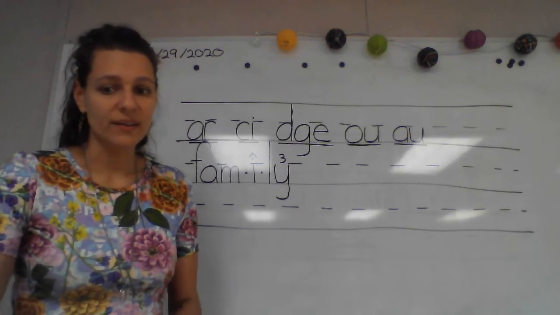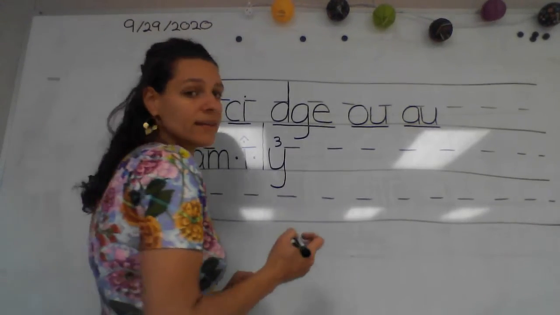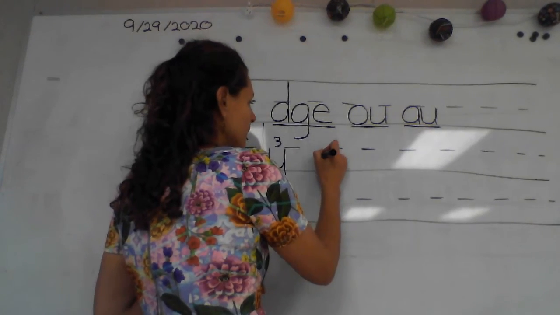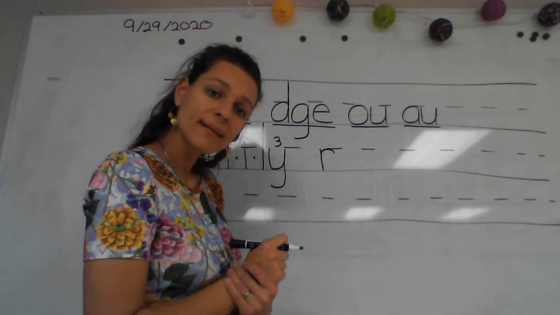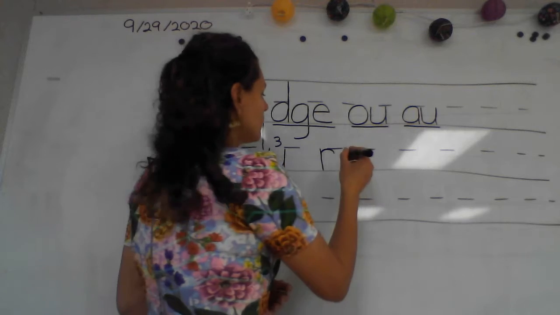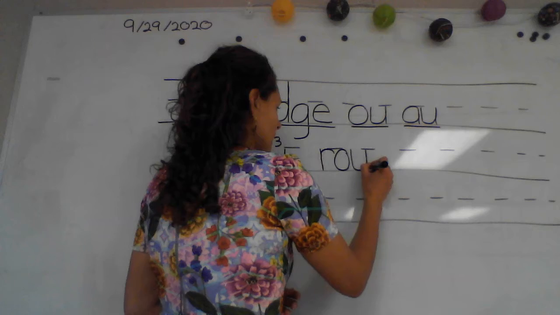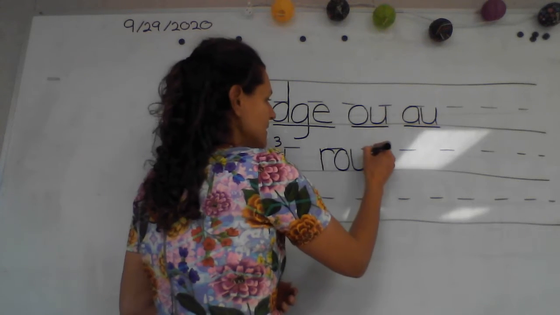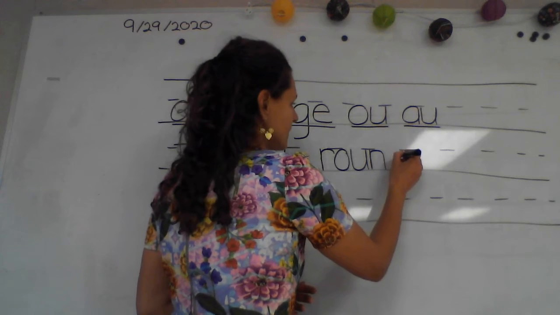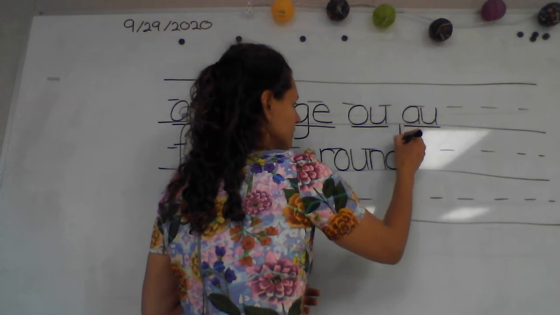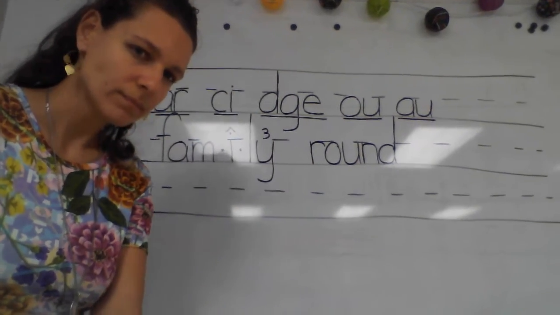All right, put your finger under the first phonogram in round. What does it say? Good. R. Good. Ow is the next sound. Which ow? Excellent. Ow, o, oo. What's next? Good. N. And good. D. Excellent. All right, make sure yours looks like mine.